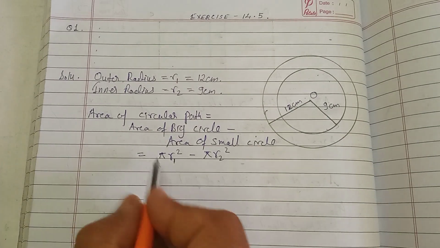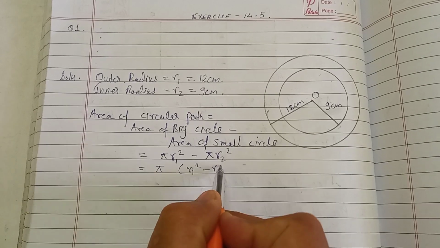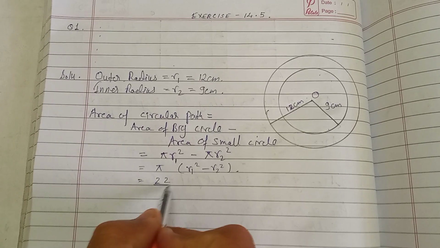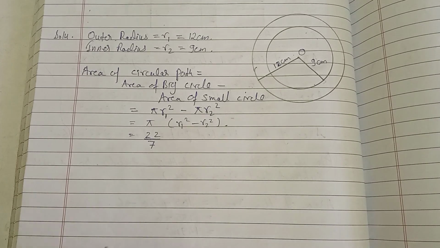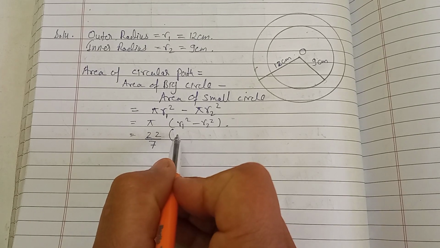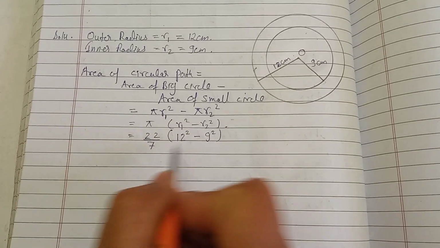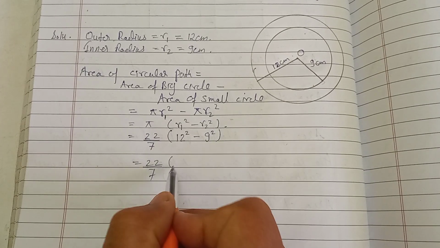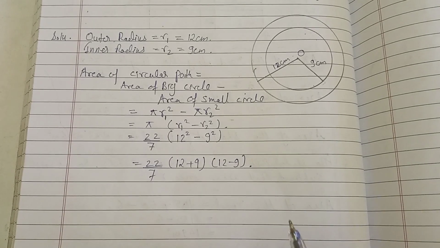Is this step clear? Now, in both the cases, what is common? Pi is common. So, pi into r1 square minus r2 square. Now, put the value. The value of pi is 22/7. If it is given in the question what pi value you have to take, take that. Otherwise, you take the value of pi as 22/7. Then the value of r1 and r2. Value of r1 is 12 square minus value of r2 is 9 square. That means it is 22/7. This is in the form of a square minus b square. Its identity is (a plus b)(a minus b).